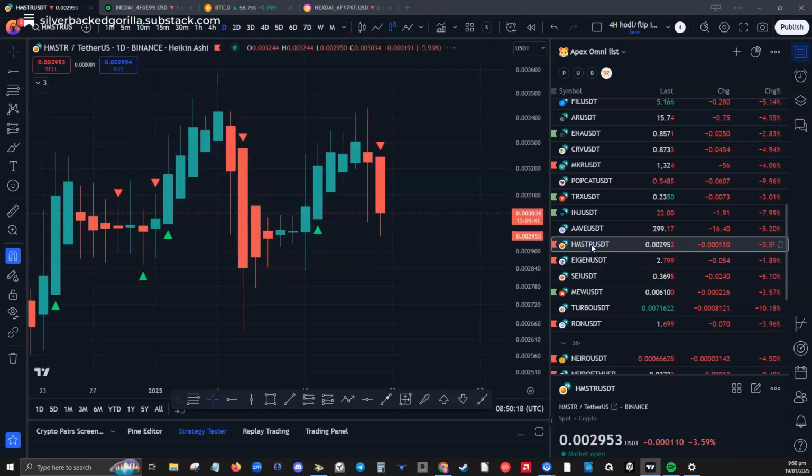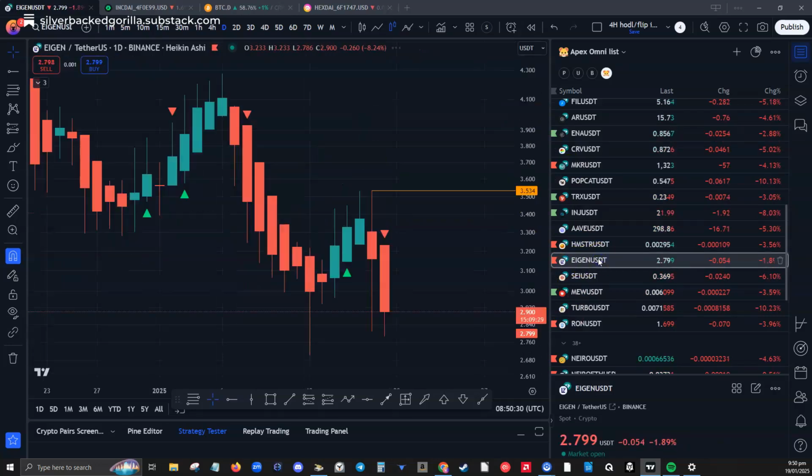Hamster. Hamster is a current active short. The stop loss level is 0.003440. We are actively short that. I think that was a late one this evening. And Eigenlayer is the same thing, exactly the same short scenario. $3.53 is the stop loss level.